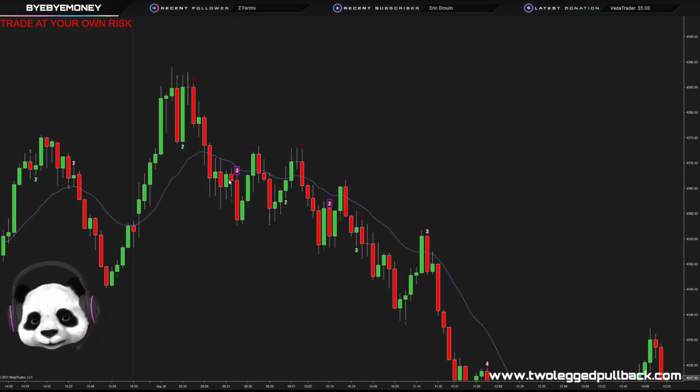We see here a reversal pattern. Again, two-legged pullback, A, B, C. We're breaking below the 20 EMA, which should alert some of you guys. And then here we have a two-legged pullback. What should happen is that we should come up like this to continue the uptrend, but rather instead of going up like this, we broke down and reversed.